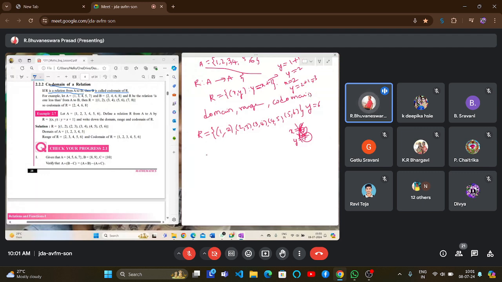So first of all, domain of A equals, domain means the first elements of the ordered pairs, right? So 1, 2, 3, 4, 5. This is the domain, and range is the range of A. Range means the second elements, so 2, 3, 4, 5, 6. And range and codomain.